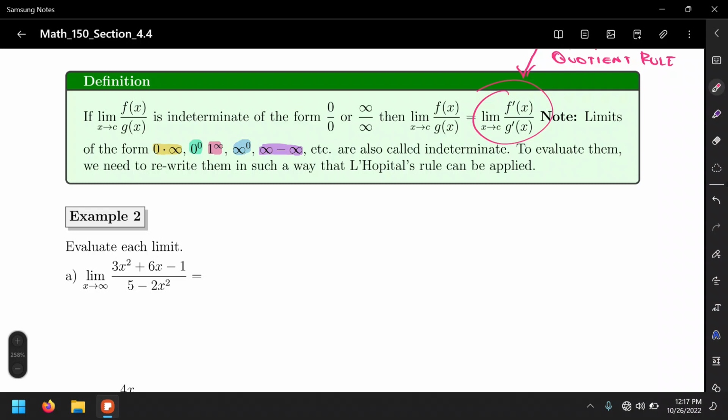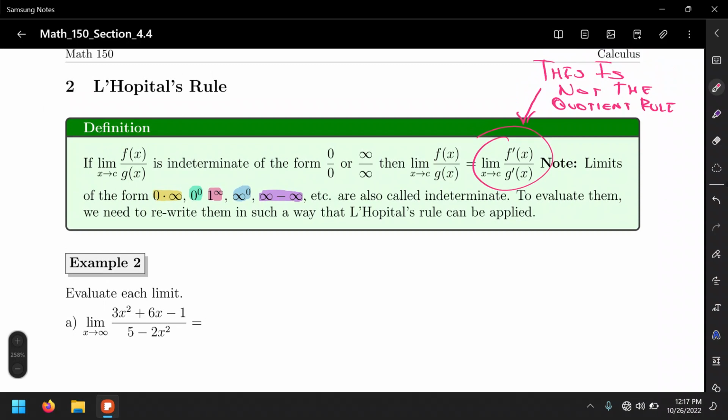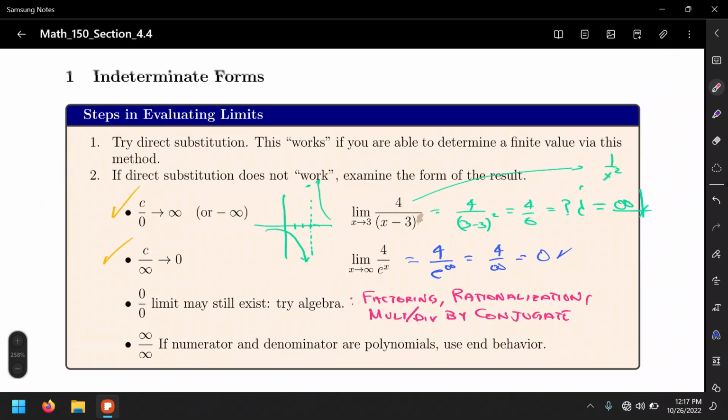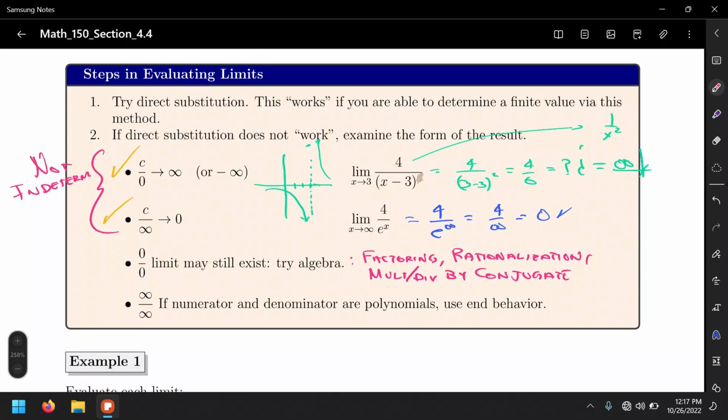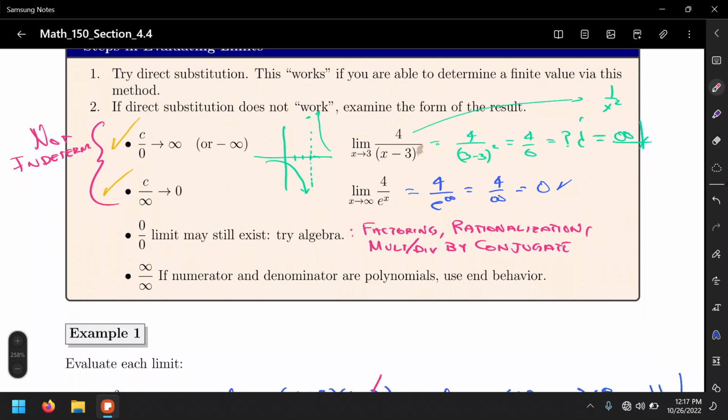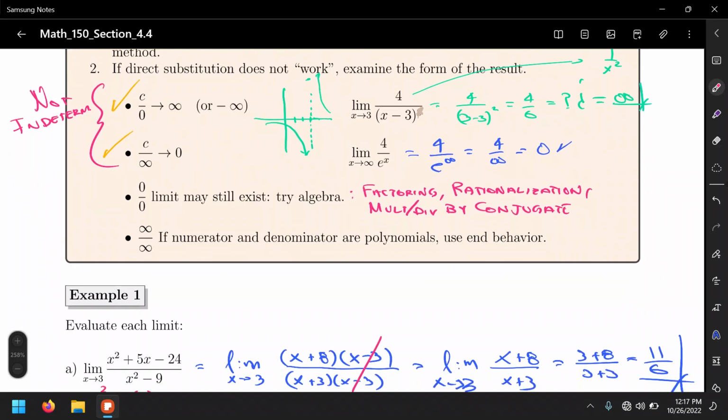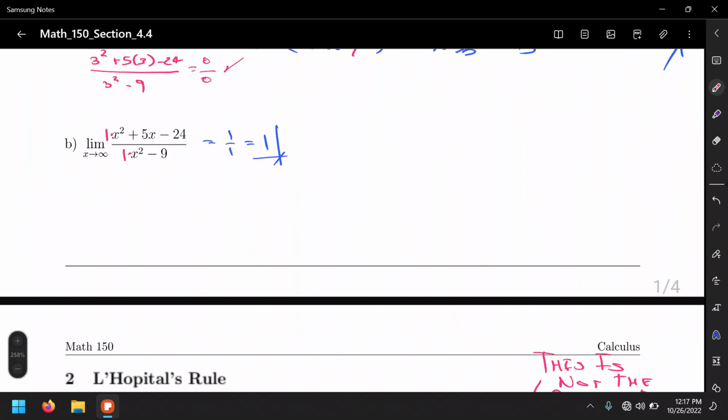So in which cases is it not an indeterminate form? Let me go back to the previous page real quick. The first two are not indeterminate. That is, a number over 0 is not indeterminate. In that situation, we need to look at the graph and look at the limit from both sides to see if both limits agree or disagree. And a number over infinity is not indeterminate. That's just 0, because we're dividing a number into infinitely many parts, and that becomes 0.